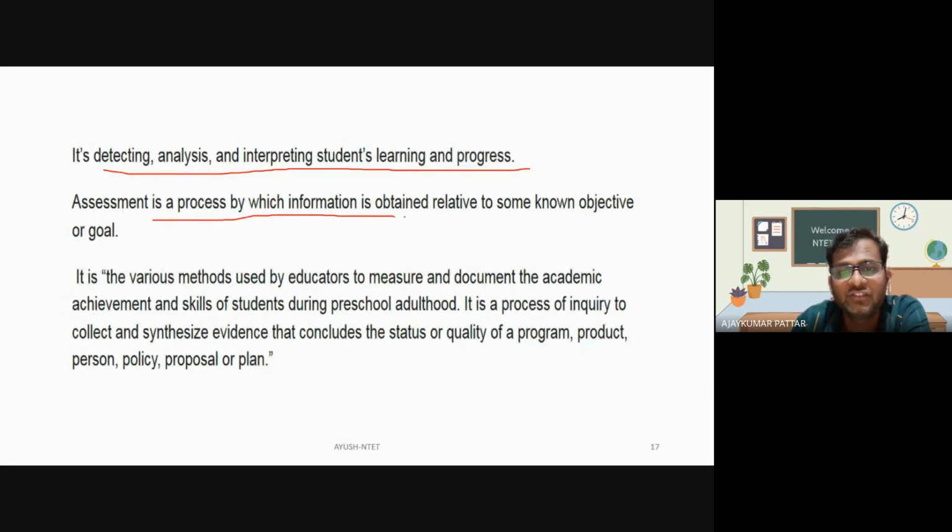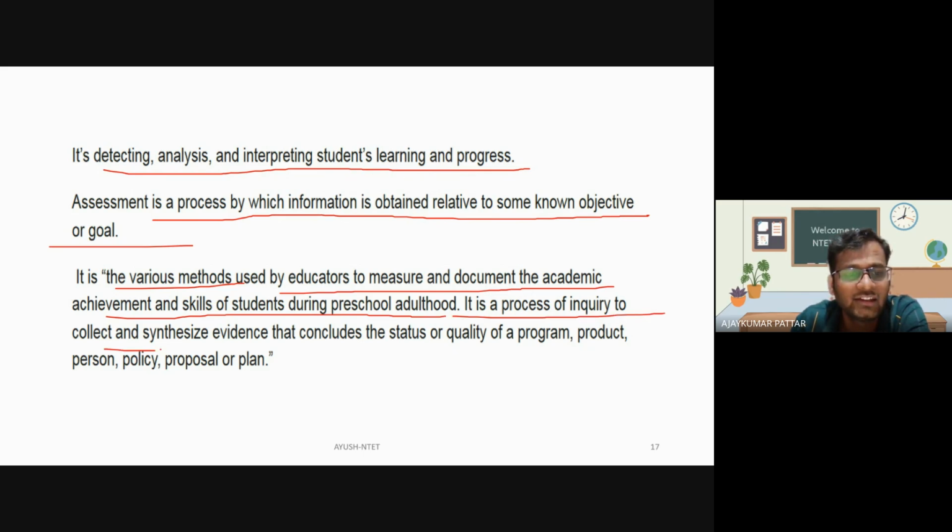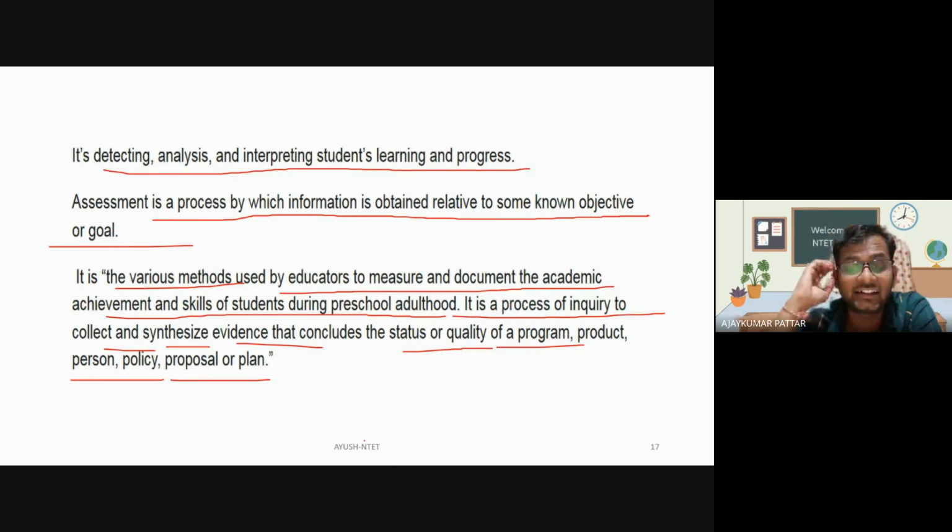Assessment is a process by which information is obtained related to some known objective or goal. It is various methods used by educators to measure and document the academic achievements and skills of students from preschool to adulthood. It is a process of inquiry to collect and synthesize evidence that concludes the status or quality of a program, product, person, policy, proposal, or a plan. So assessment is nothing but a process of inquiring and collecting evidence, and that concludes the status of that program or person or policy or proposal or plan.